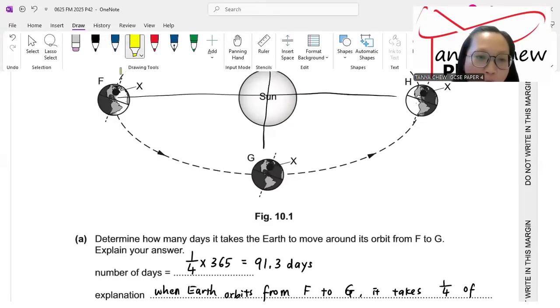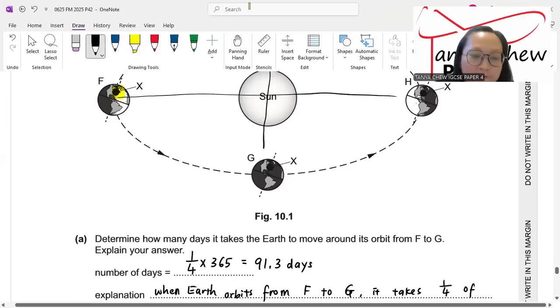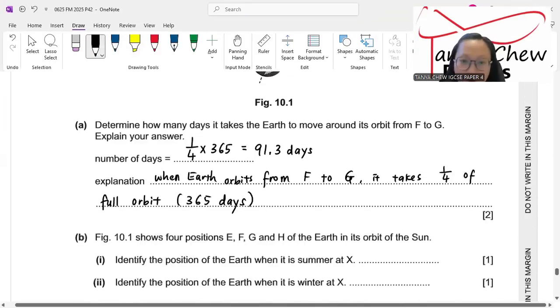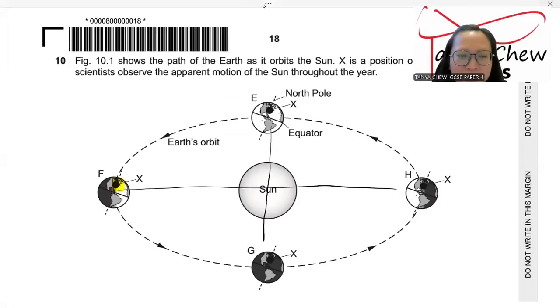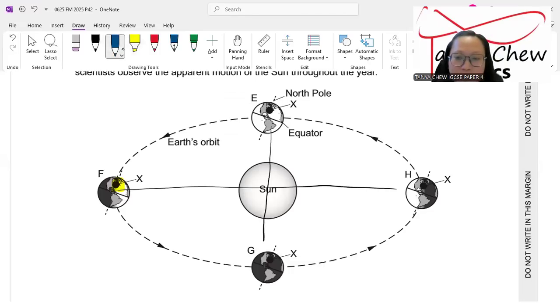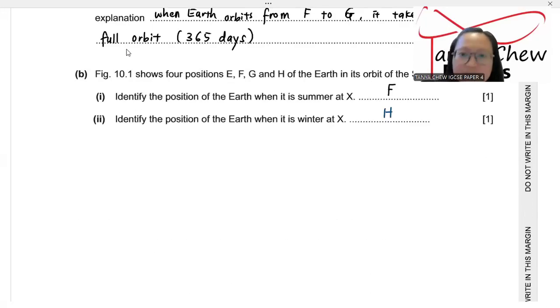Could you see that on F? It seems like the Earth is tilted towards the sun and X is here. So at position F, the Earth is in summer at X. F is the answer. Second part, identify the position of the Earth when it is winter. Winter is when the Earth is tilted away, X is going away from the sun. So X does not get as much sunlight, as much heat from the sun. So where is it? Can you see? Position H here. X seems to be tilted away. So H is winter. You see that?